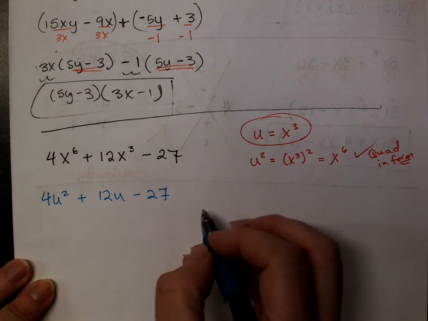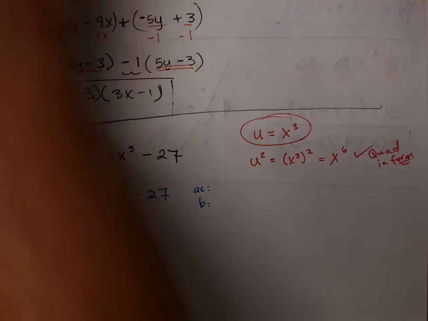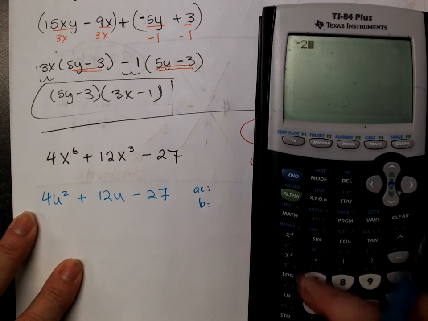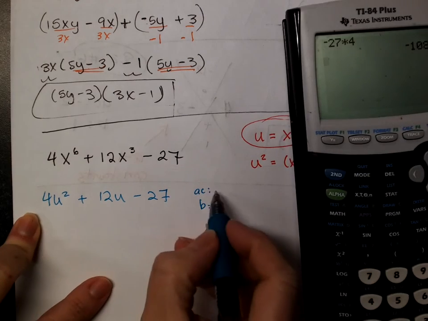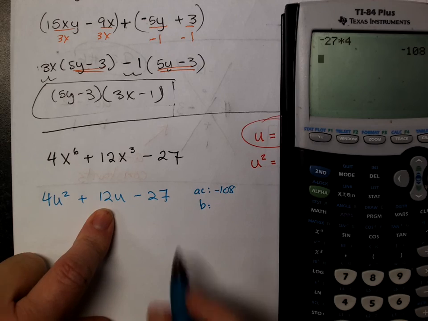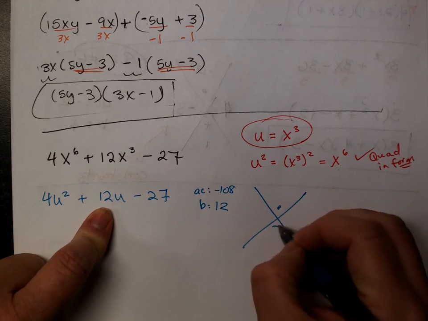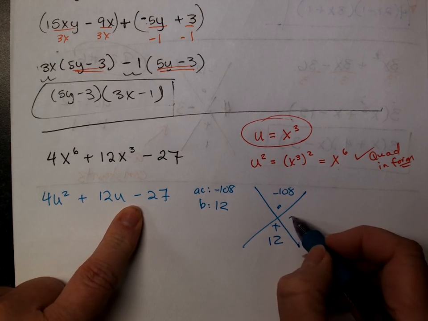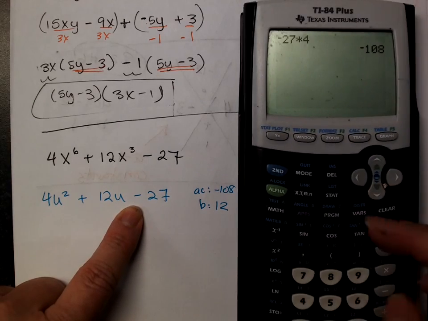So I find my AC and B. My AC is negative 27 times 4, negative 108. And my B is positive 12. So I need numbers that multiply to negative 108 and add to 12. I note that my sign pattern is going to be mixed because of the negative 27.